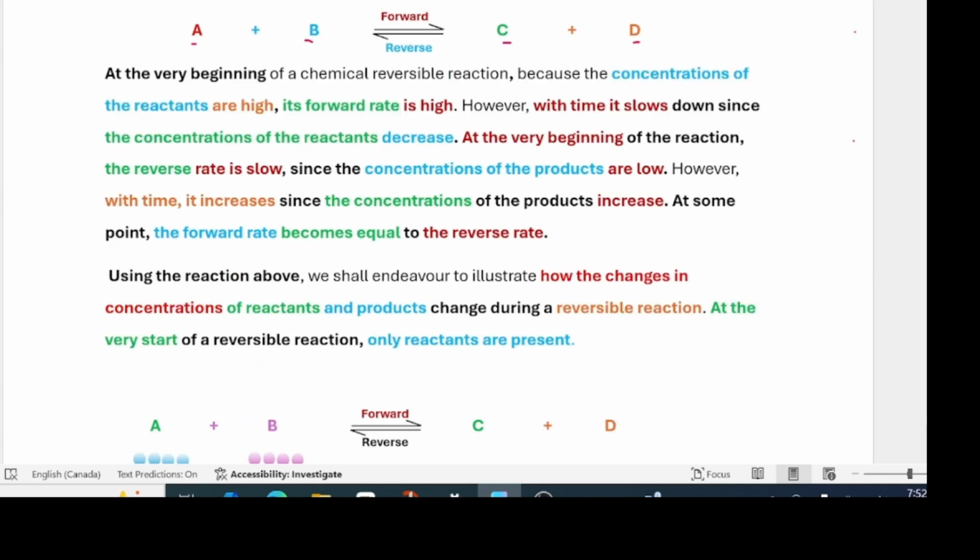At the very beginning of a reversible chemical reaction, because the concentrations of the reactants are high, its forward rate is high. However, with time, it slows down since the concentration of the reactants decreases. At the very beginning of the reaction, the reverse rate is slow since the concentrations of the products are very low. However, with time, it increases since the concentration of the products increases. At some point, the forward rate becomes equal to the reverse rate.